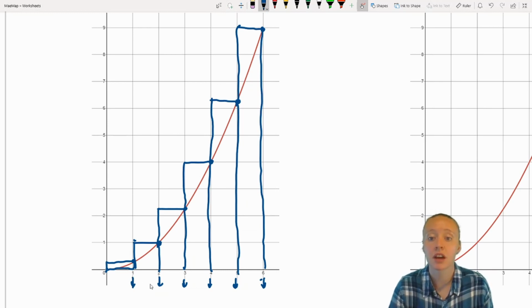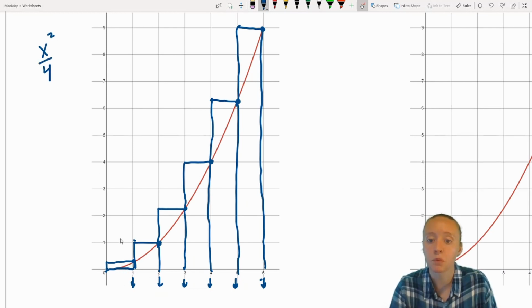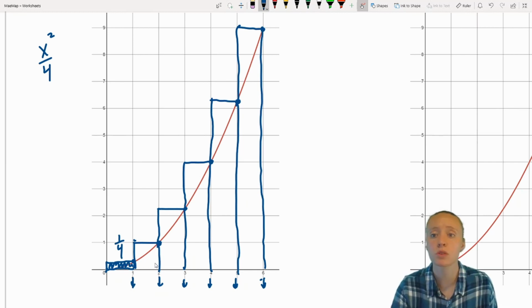Let's find the area of each. Each has a width of 1. So when I multiply width times height, if my width is always 1, the area of my rectangle is going to be that height. So I'm just going to write my area directly above each rectangle. And remember, our function is x squared over 4. So the height when x is 1 is 1/4, so that area is 1/4. When I'm at 2, that height of the rectangle is my function value at x equals 2. 2 squared over 4 is going to give me 1. So 1 times 1 is an area of 1.